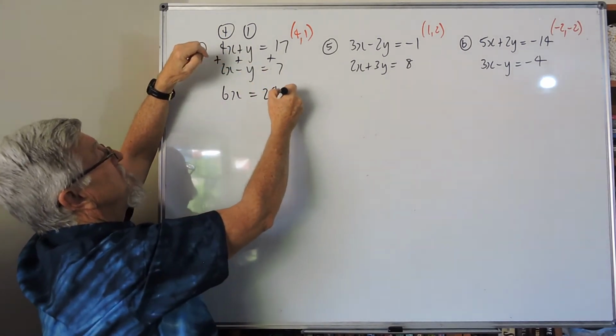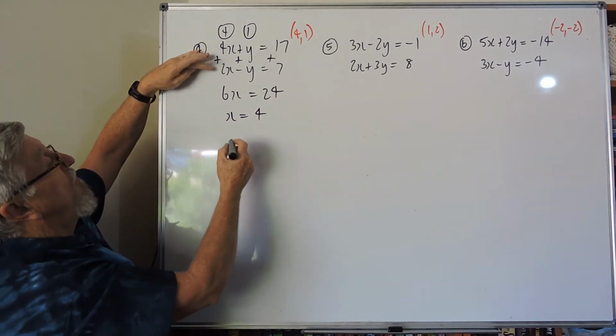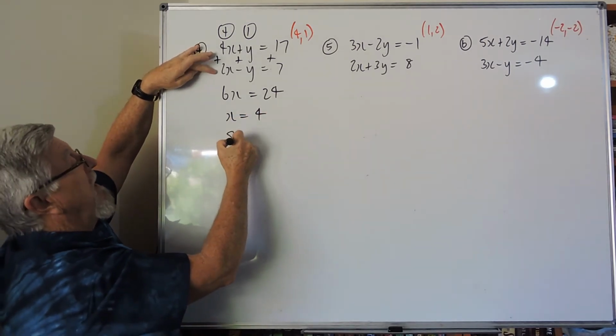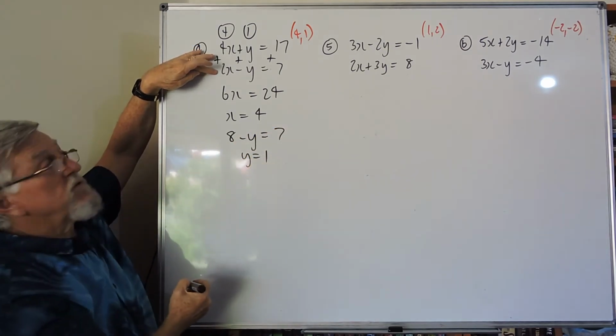17 plus 7 is 24, x is 4. Substitute the 4, we have this one, so 8 take y equals 7, 8 take 1 is our first answer.